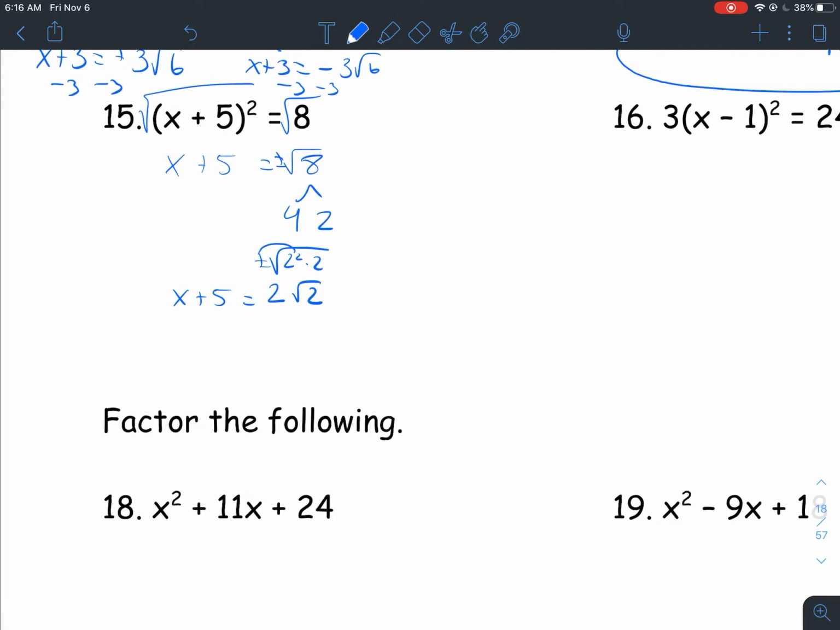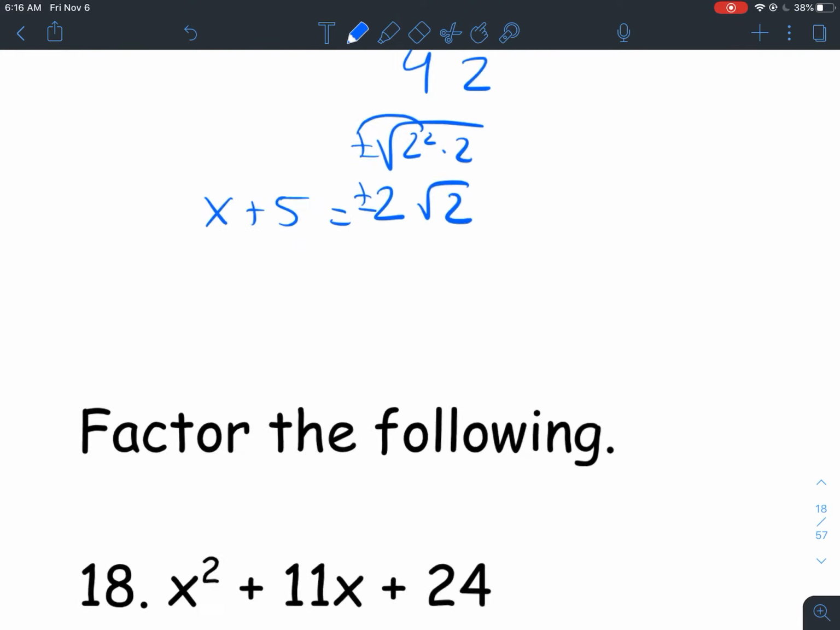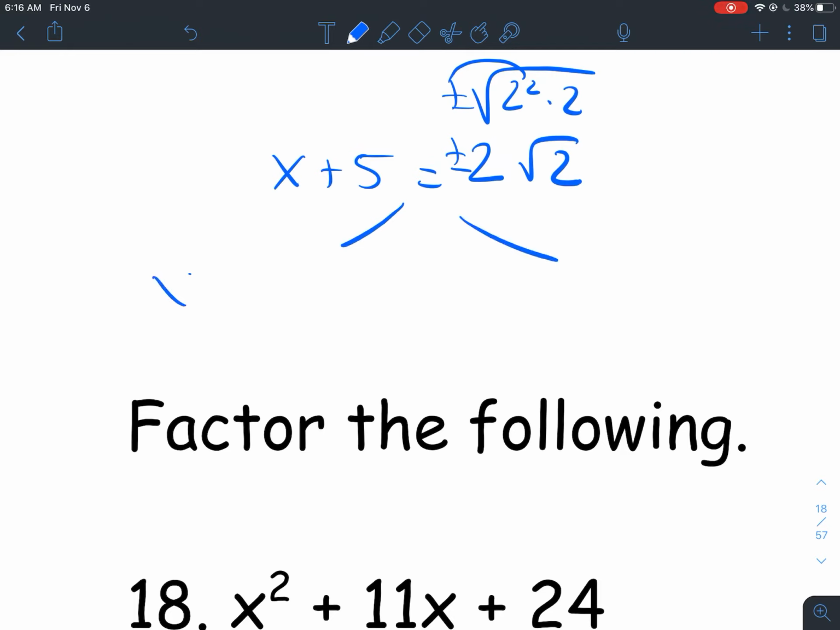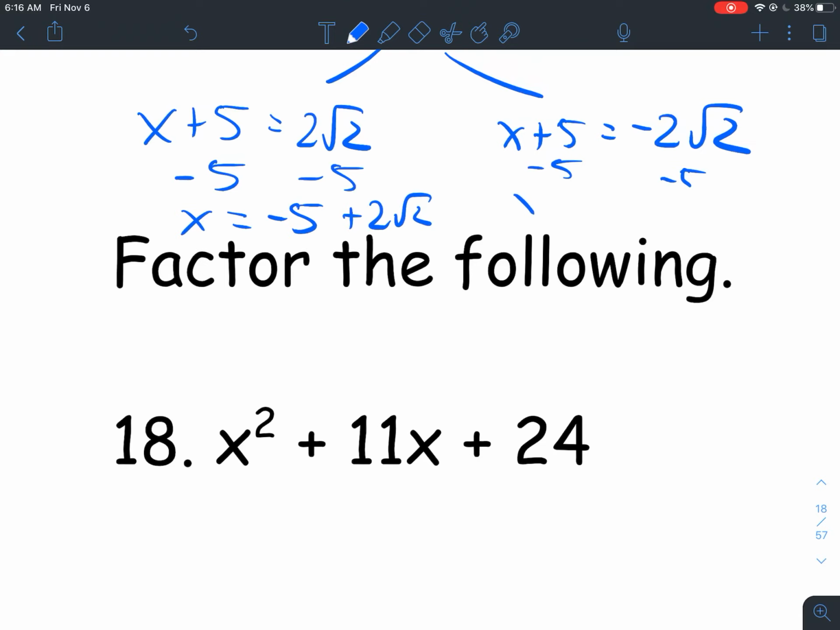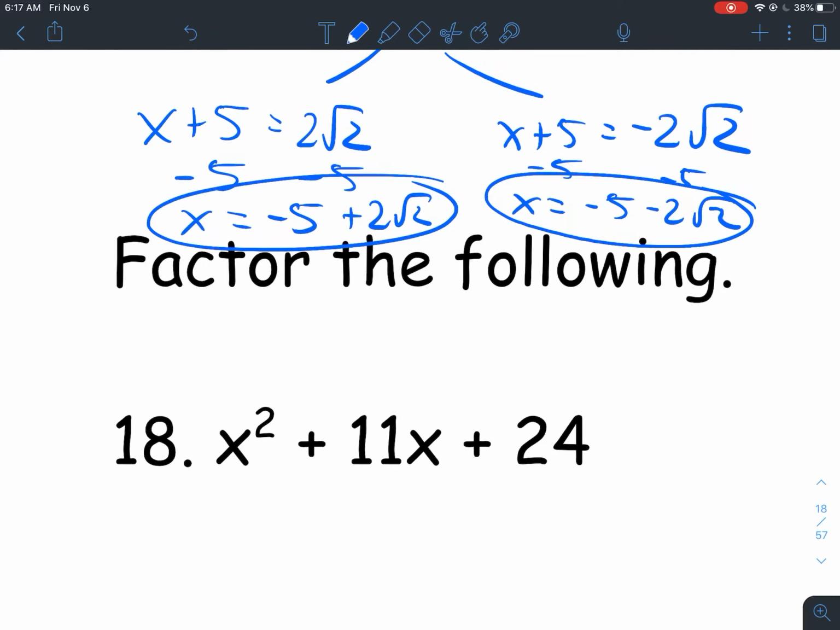Oof. There we go. So at this point, we can go ahead and split it up. We get x plus 5 equals 2 root 2. X plus 5 equals negative 2 root 2. Minus 5, we get x equals negative 5 plus 2 root 2. Minus 5, we get x equals negative 5 minus 2 root 2. And those would be your 2 answers there.